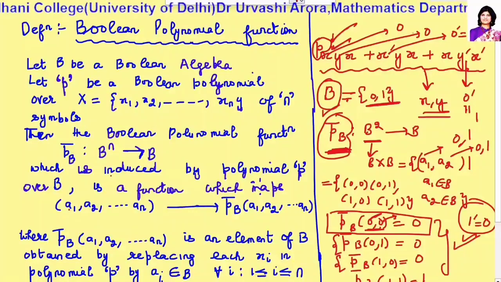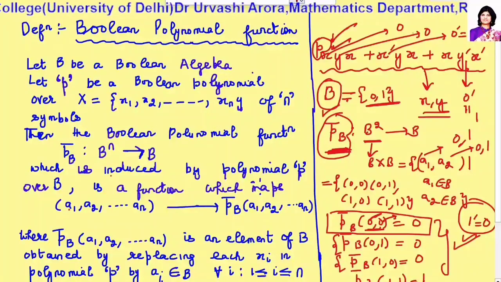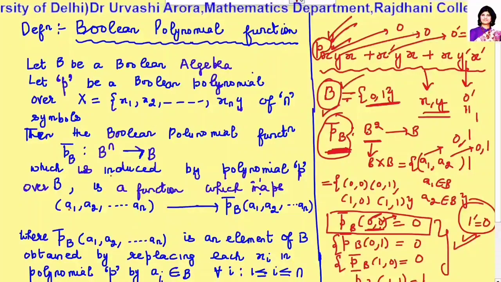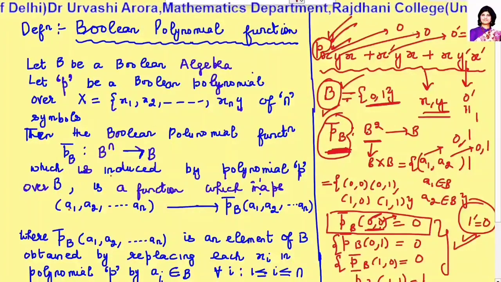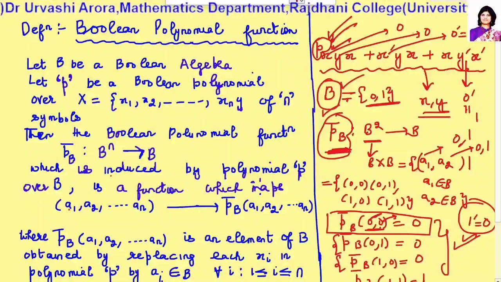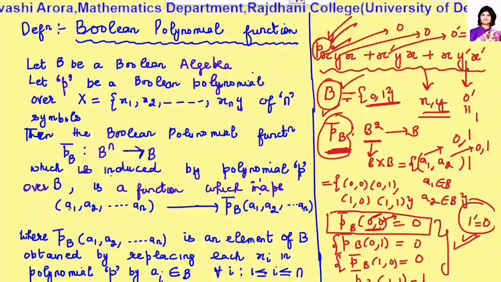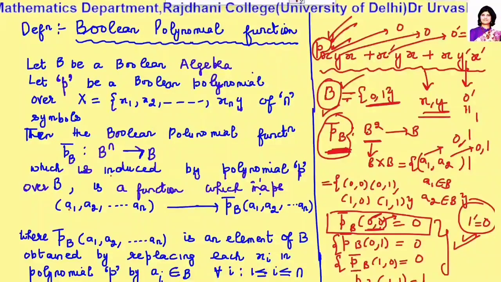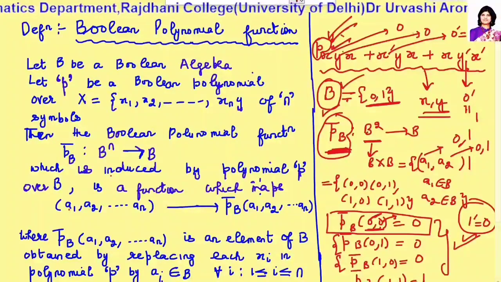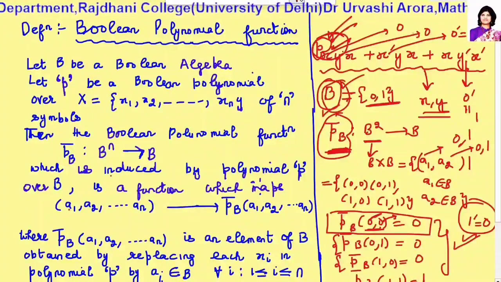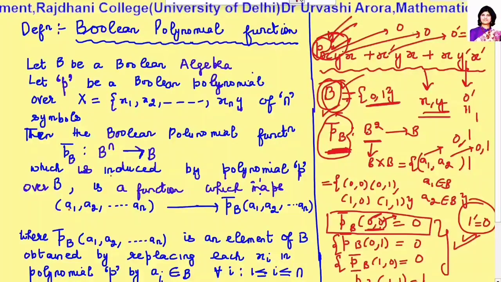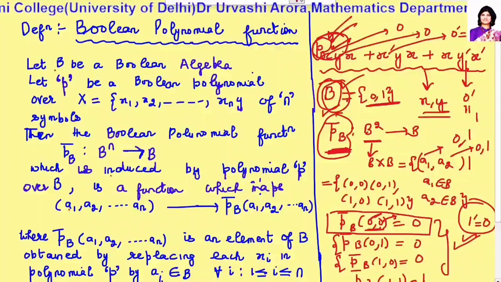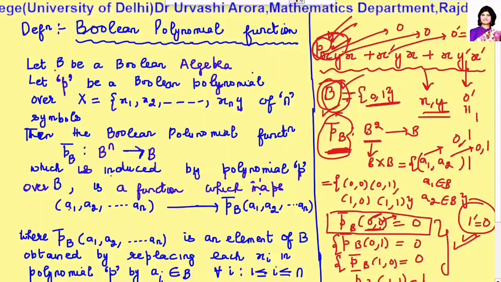So the whole Boolean polynomial function p bar b could be determined if the Boolean polynomial p is given and the Boolean algebra B is given. So this was just a specific example. On the same lines, we can define a general Boolean polynomial function, where the polynomial p can be anything and the Boolean algebra B can be any Boolean algebra, but the mechanism remains the same for defining a Boolean polynomial function.